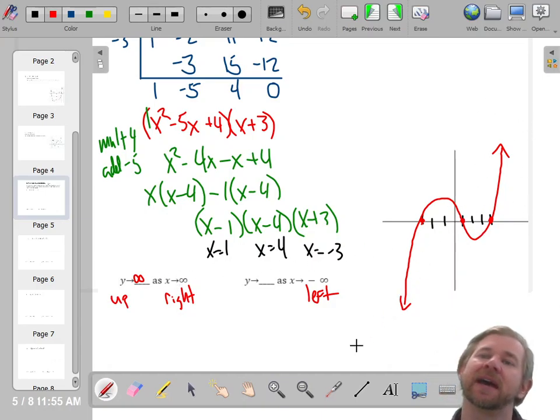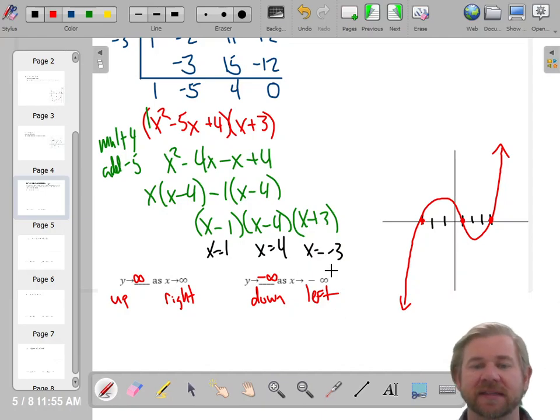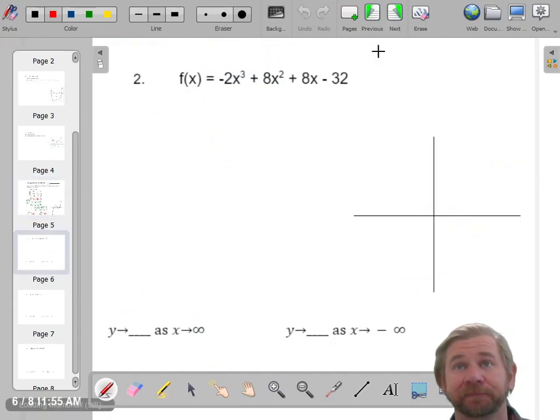It's going down and left. So as it goes left, y goes to -infinity. That's saying up and right, down and left. That's the math notation for end behavior. Okay, that's the first one. They're all going to be pretty much like that.